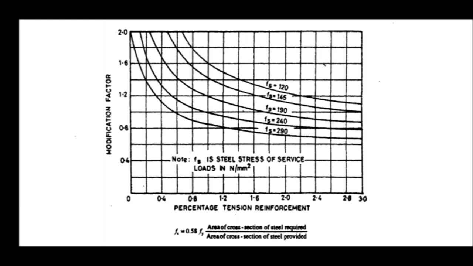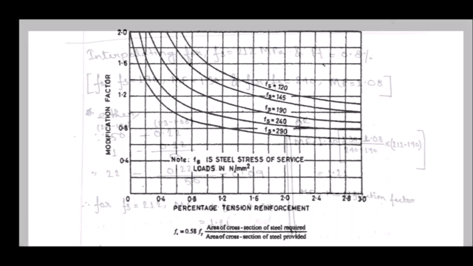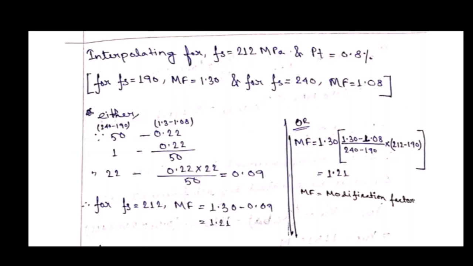So for 0.8, the line crosses the curve FS 190 at approximately modification factor 1.3, and for FS 240 and percentage of steel 0.8, it is approximately 1 point something. Let's see the notes, what I have already assumed for this. This is an approximate value, because a direct value is not possible to find from this graph, so we have to take approximate values. So we find the value of modification factor is 1.3 for FS 190 and percentage of steel 0.8, and the value of modification factor is 1.08 for FS 240 and percentage of steel 0.8.